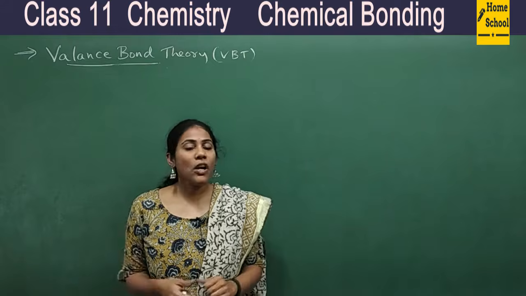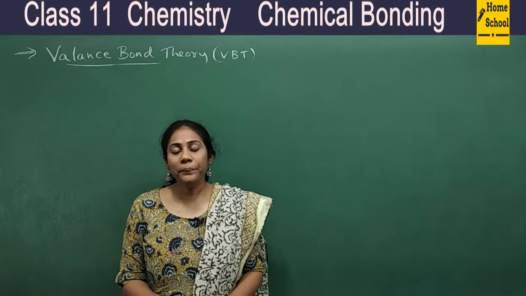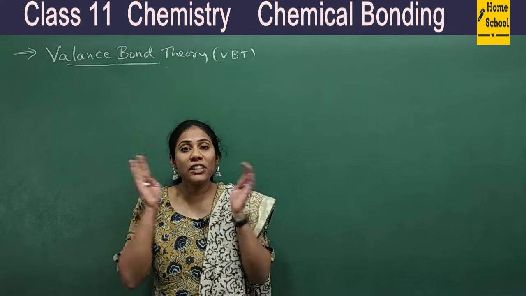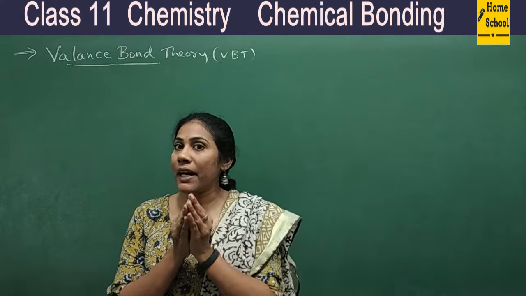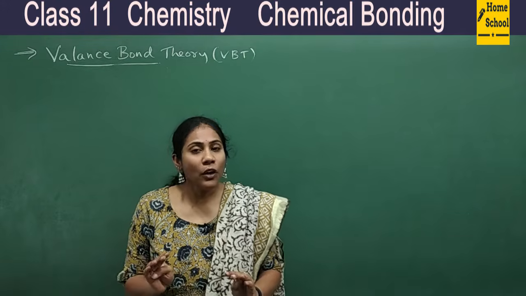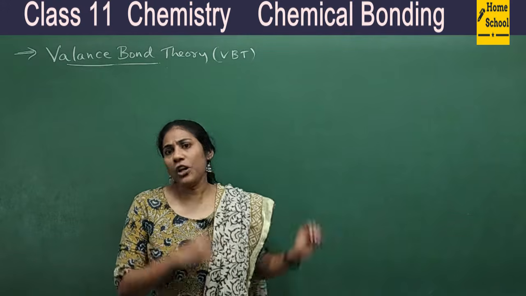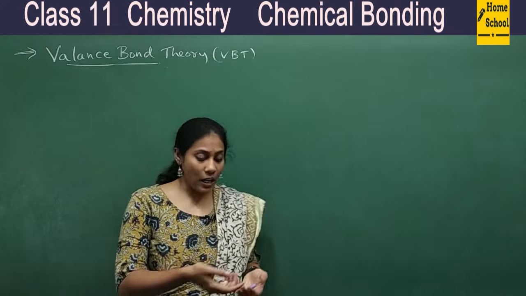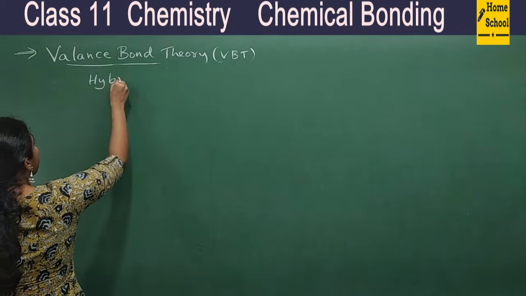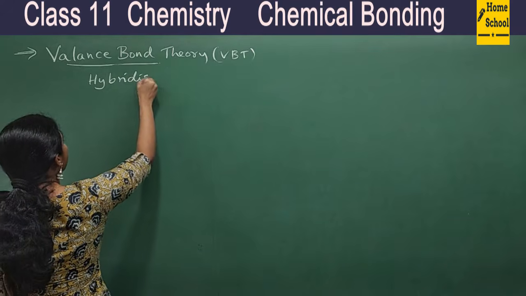So guys, that's all about valence bond theory. That explains mainly how atomic orbitals combine to form a covalent bond. Okay, fine. Now, a little extension of valence bond theory is the concept of hybridization. So let us learn about hybridization.